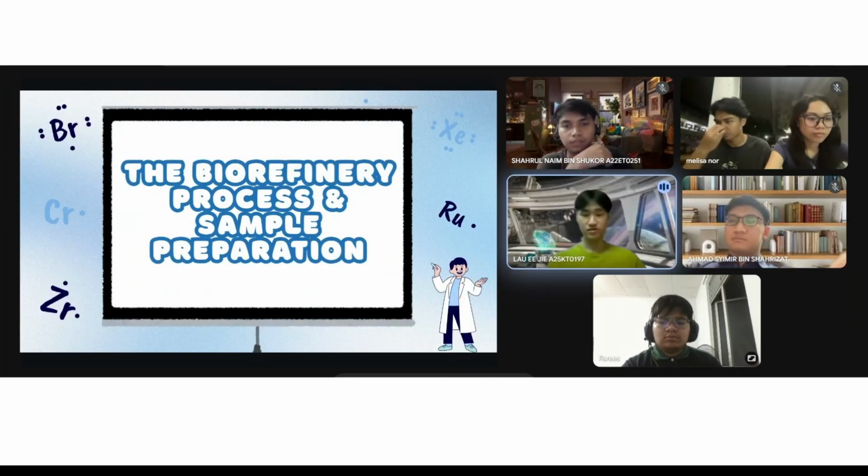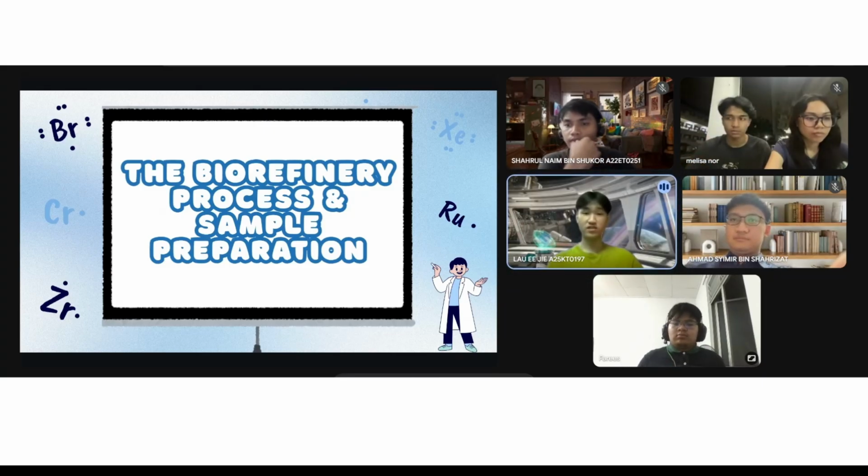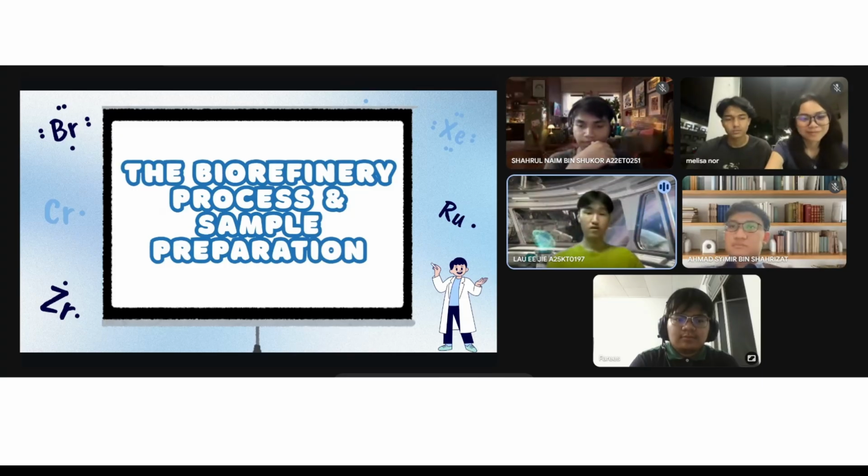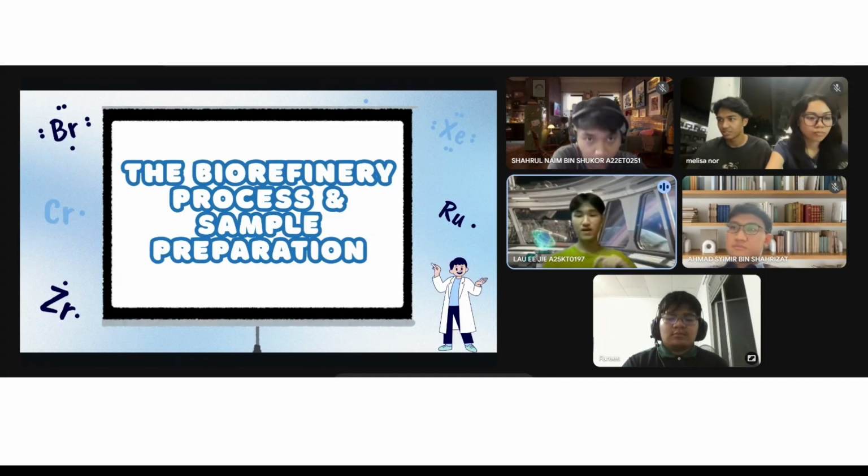Okay, thank you, Shahrul, for your explanation about the comparison of methods. Now we'll move to the sample preparation. Before any analysis can be performed, the fermentation sample must first be prepared properly. The fermentation broth contains yeast cells, suspended solids, lignin residue, and other impurities. First, the sample is collected from the fermenter. Next, it is centrifuged or filtered to remove solid particles and microbial cells. The clear liquid is then collected for the HPLC analysis.